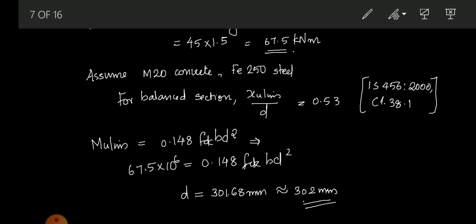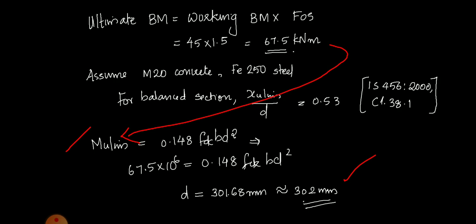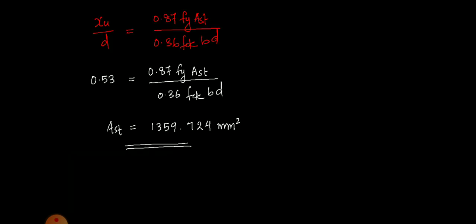Okay, we have this particular equation Mu limit, and applying the same, that is, equating the obtained ultimate moment to Mu limit, we can obtain the value of D as 302 mm. That is the value of effective depth. Then we have to find out Ast by using the equation for XU by D, and equating that particular value of XU by D, we can obtain the value of Ast. That was the question to find out Ast and effective depth.